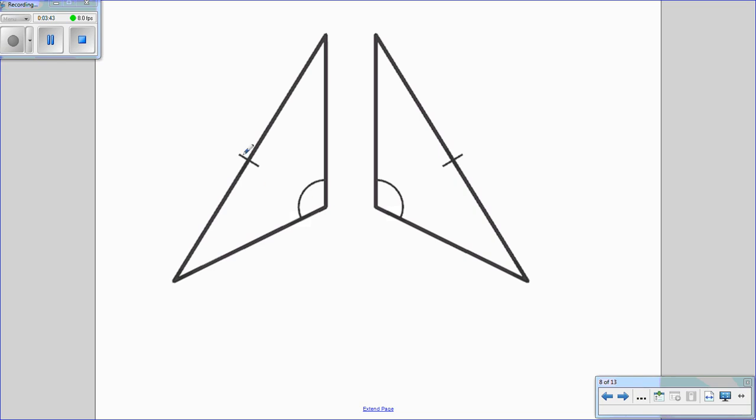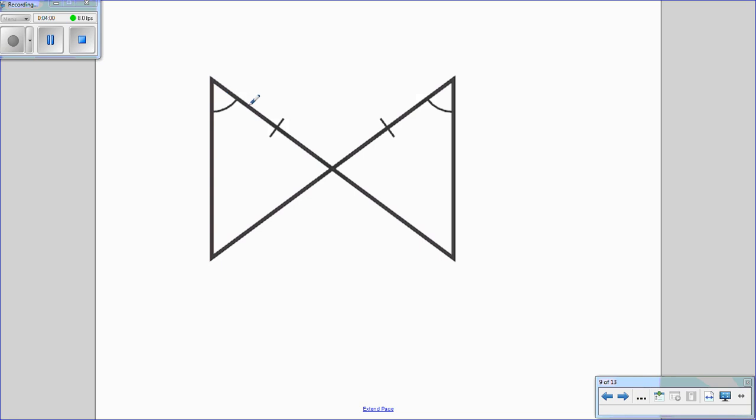Try the next one here. Here's a pair of sides. Here's a pair of angles. And there's nothing else I can add to the diagram. So this one is no. They're not congruent because there's not enough information.